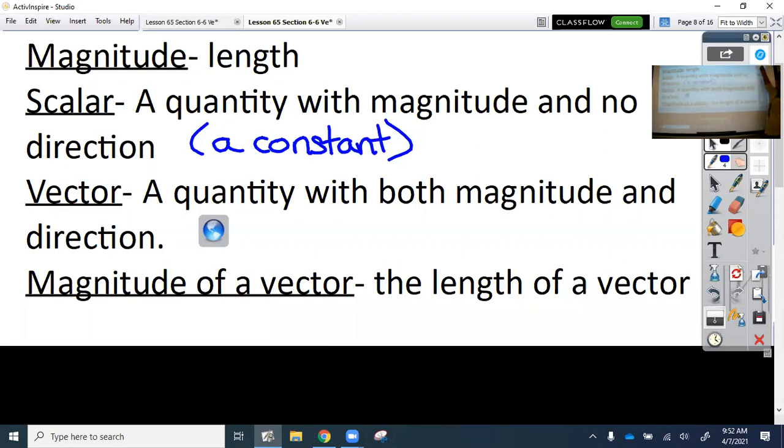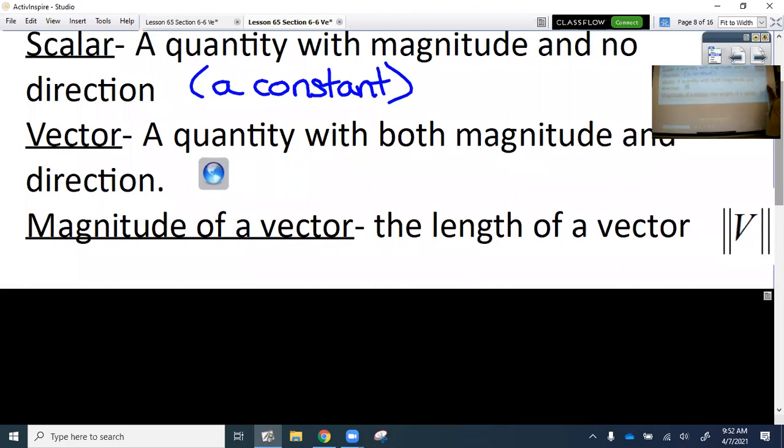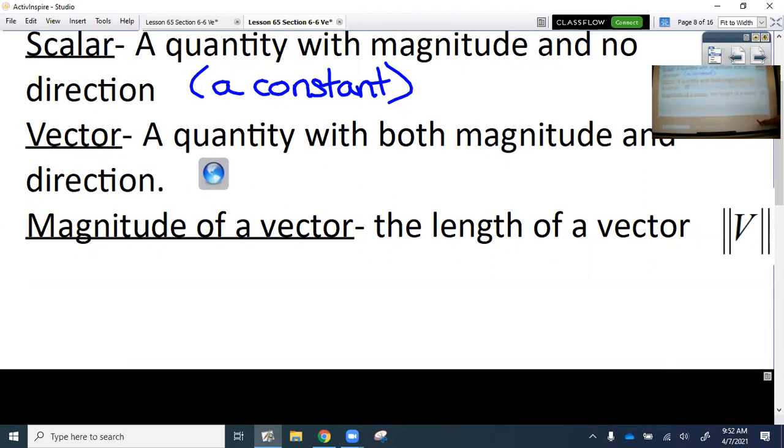When we talk about the magnitude of a vector, we are talking about the length of a vector. What you want to write down, because you'll see this notation over and over, is our symbol for the magnitude of a vector. It looks like a double absolute value. It sounds a little bit scary, but here's what we're describing.